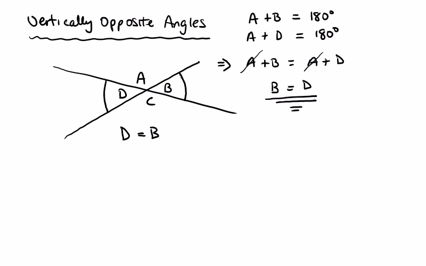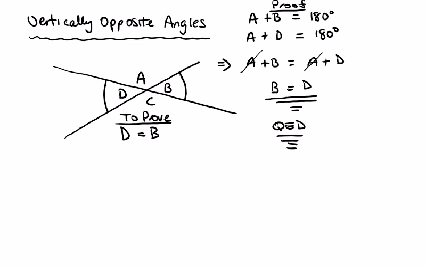When we're doing these proofs, we write down what we're to prove. To prove D is equal to B. Here's the proof over here. And then at the end we'd say QED. Quod erat demonstrandum, that which must be demonstrated.